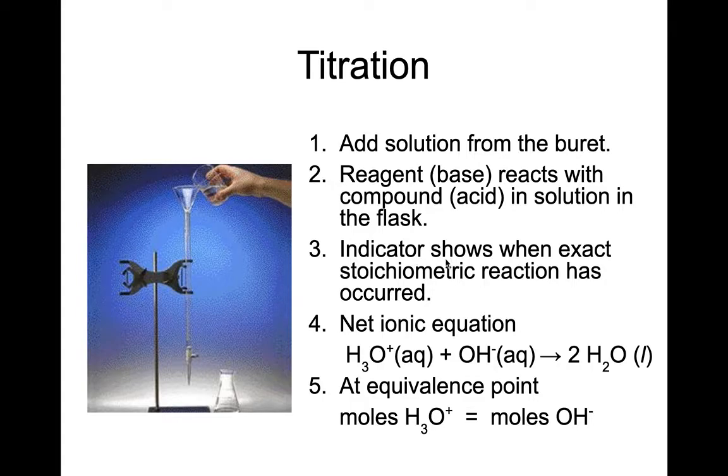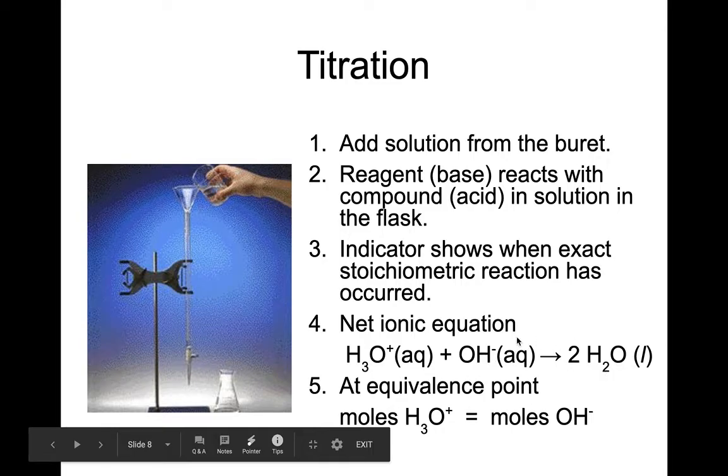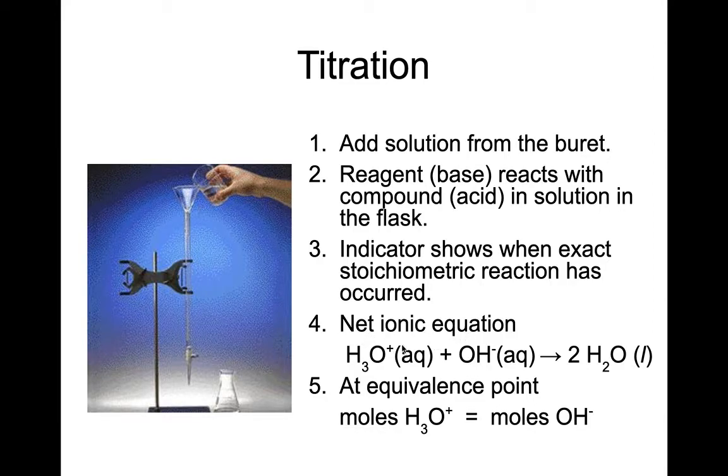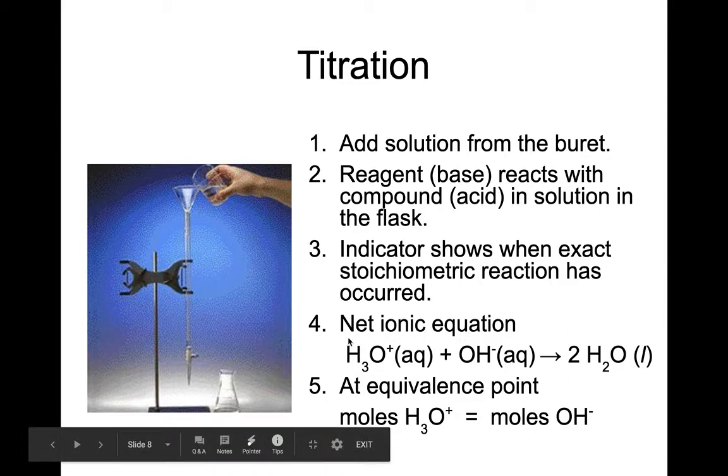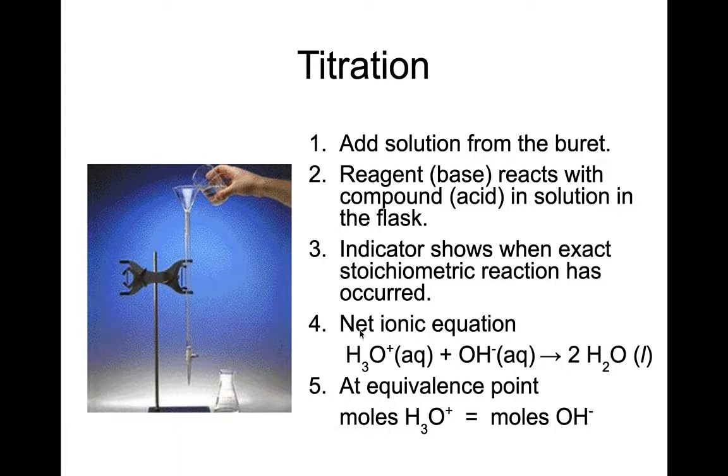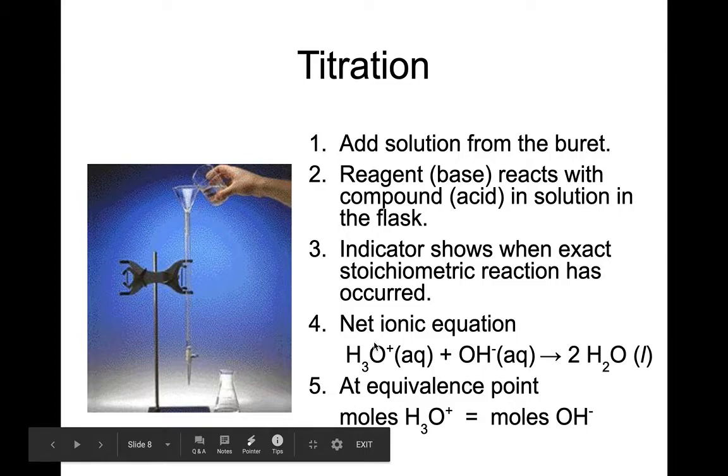hydrogen to hydroxide ions. What's happening in our beaker can be shown by this net ionic equation. Remember, net ionic equations leave out any bystander ions and only include the ions actually reacting so we can see the reaction of interest. So for our titration, what we care about is that the hydronium or hydrogen ions are reacting with hydroxide ions to make water.